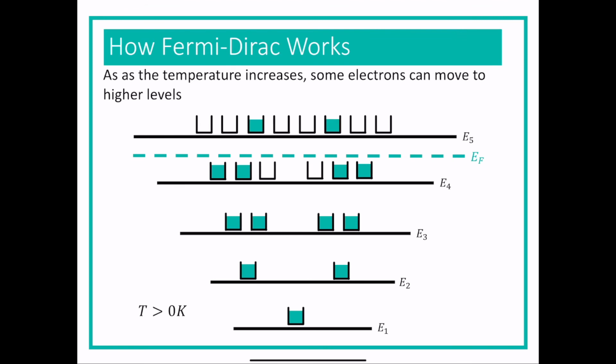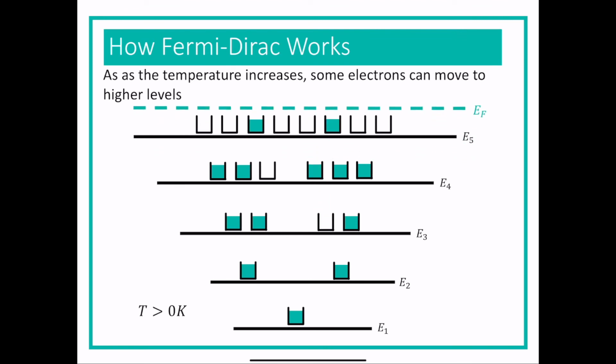And when they do, they will leave behind spaces, and other electrons will move, and the Fermi energy will move up, because now it's going to be above those upper states. It doesn't mean that every state is full below it, but it does mean that its value has gone up.